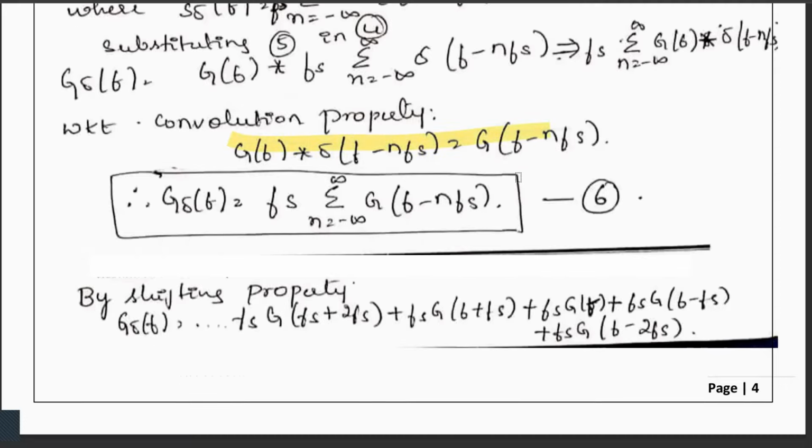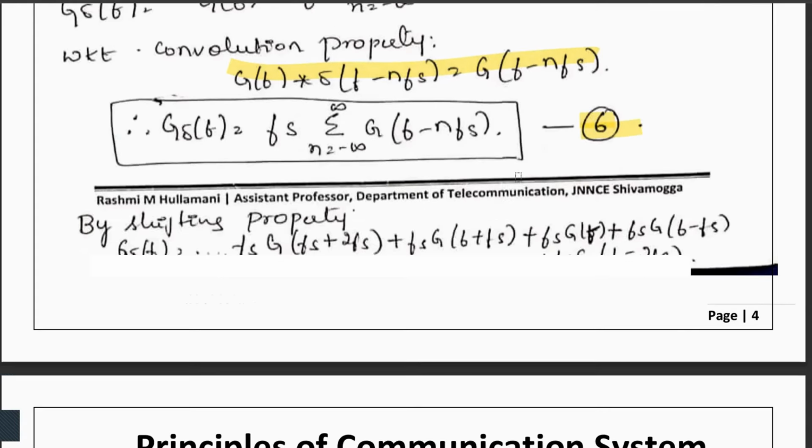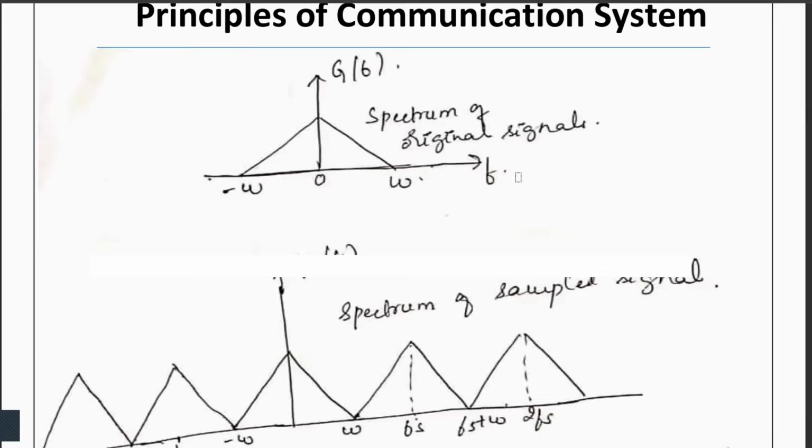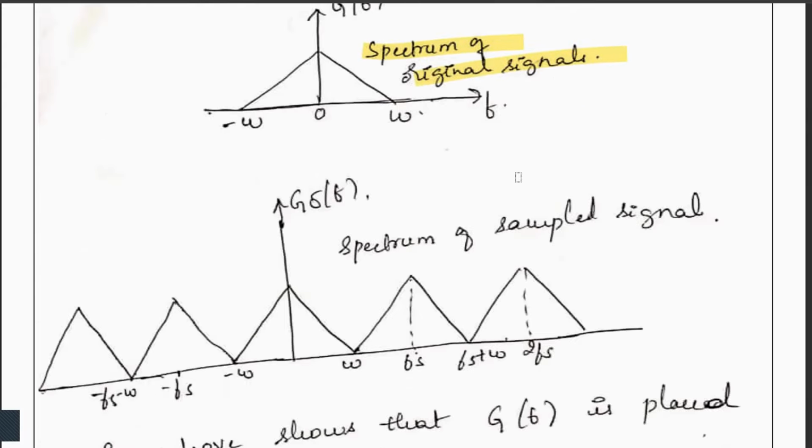So based on this property, we can write the above equation in this format and consider that as equation 6. By the shifting property, first we will be using the convolution property. Next, by the shifting property, the spectrum of the original signal is given in this way. The spectrum of the sampled signal is given like this.